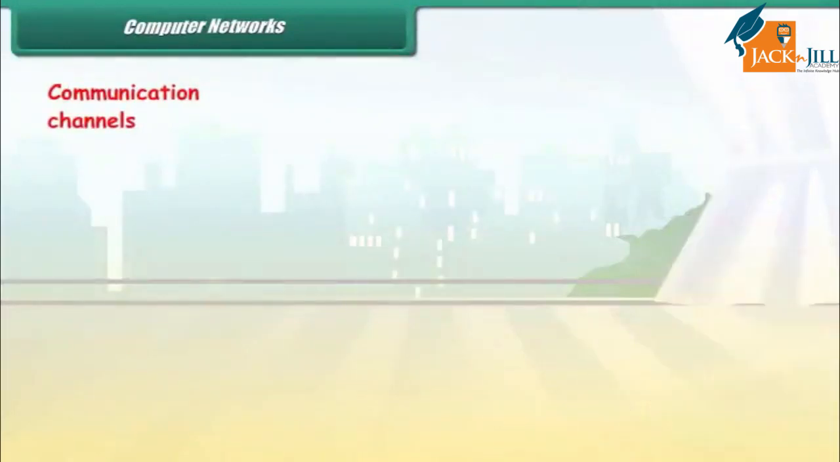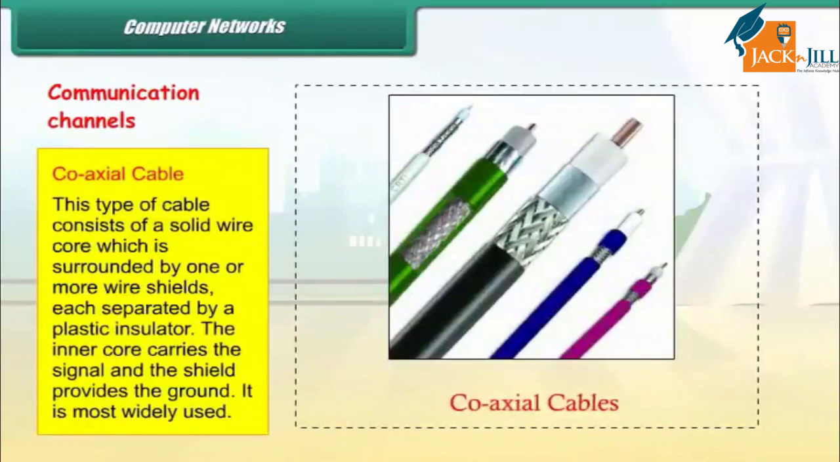Coaxial cable. This type of cable consists of a solid wire core which is surrounded by one or more wire shields, each separated by a plastic insulator. The inner core carries the signal and the shield provides the ground. It is most widely used.